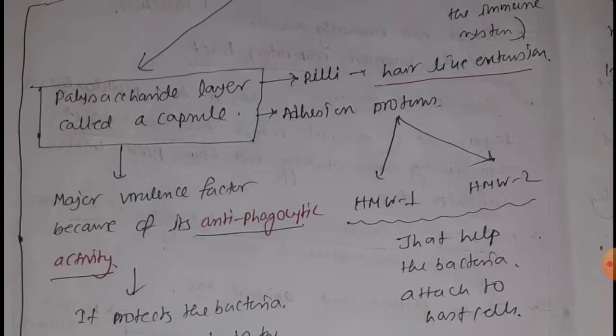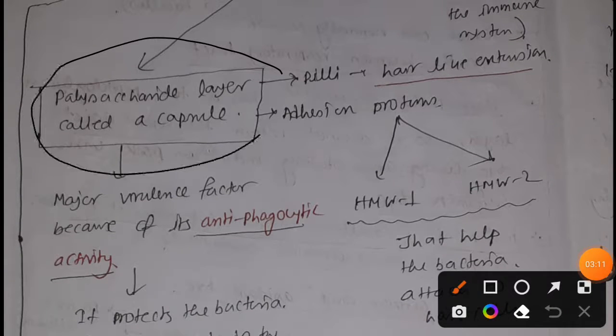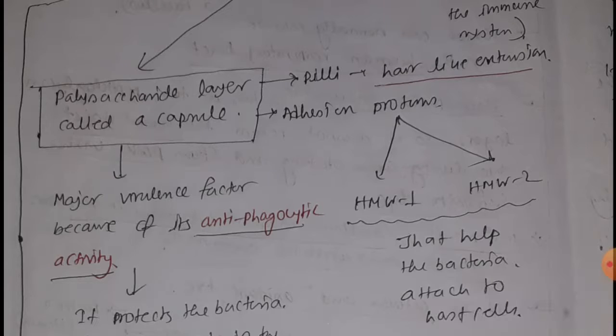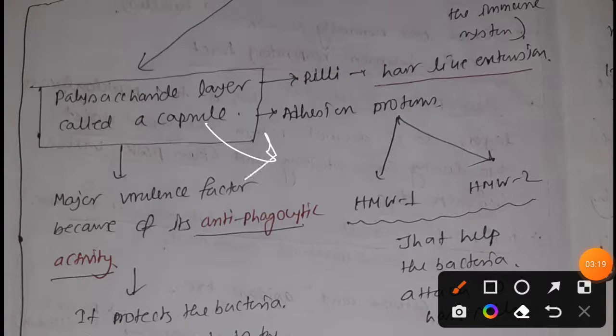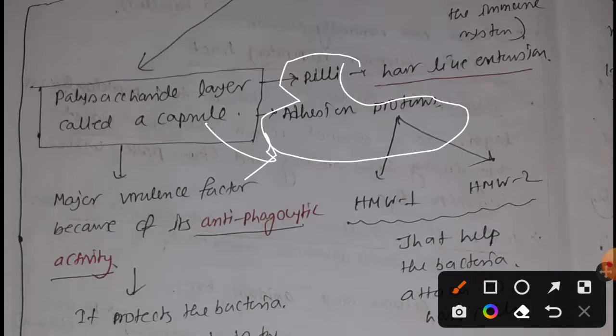So this is the virulence factor for encapsulated bacteria. It has antiphagocytic activity, which protects the bacteria from macrophages and neutrophils, and allows attachment to epithelial cells in the airways with the help of pili and adhesion proteins. Pili are hair-like extensions, and the adhesion proteins are HMW1 and HMW2, which facilitate the attachment of the bacteria to the host cell.